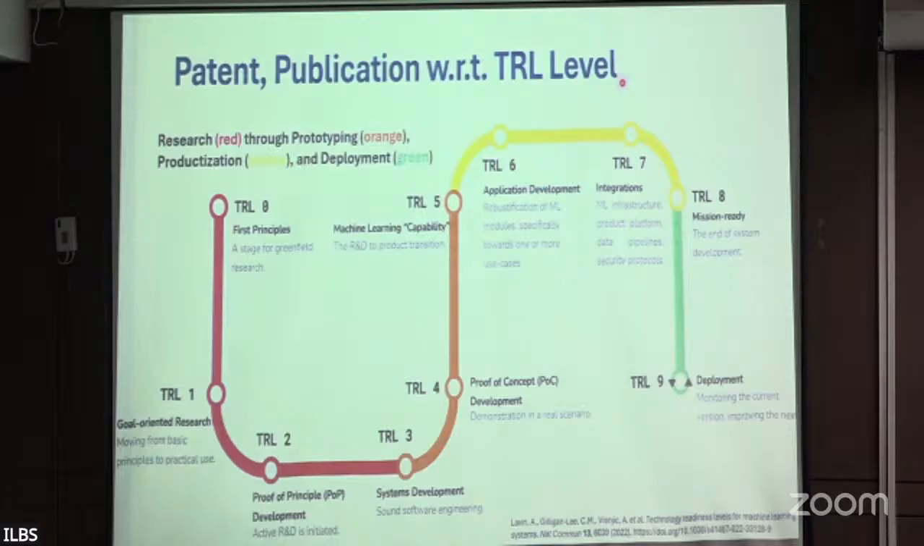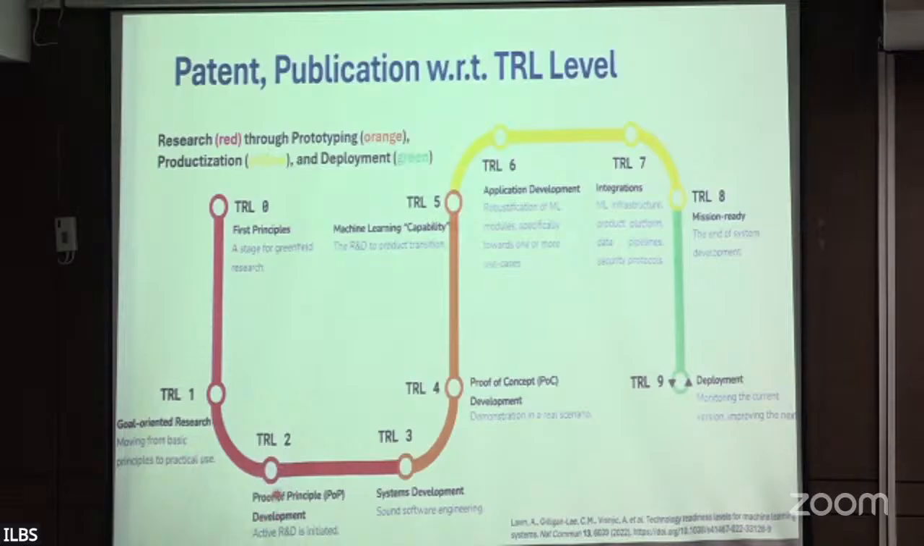So we are making a technology in healthcare data, a healthcare application. Here T0 to T9 are the different levels. T0 is the first principle stage, the stage for greenfield research. And then T1 is goal-oriented research, meaning what is our feasibility, what is the available data, whether we should do it or not, all the background literature research, what is already available. So 0 and 1 are for that.